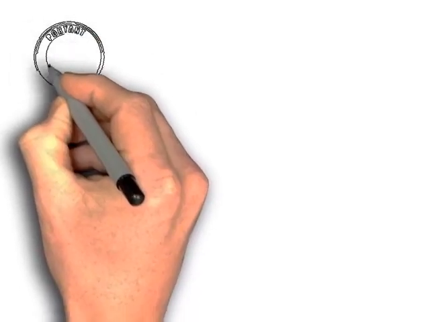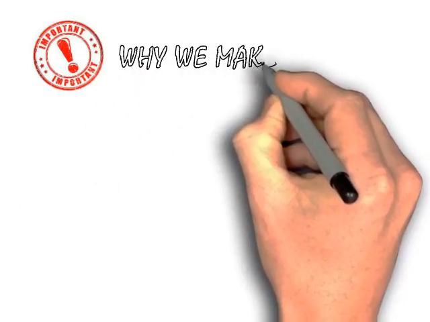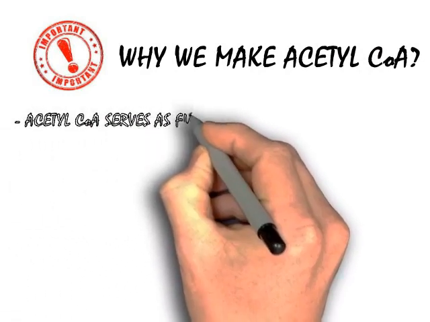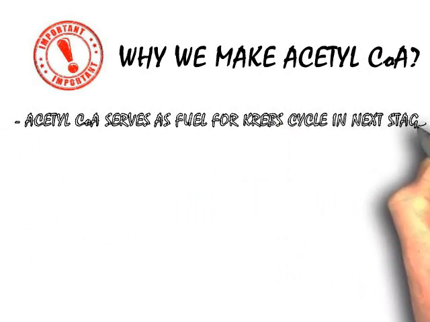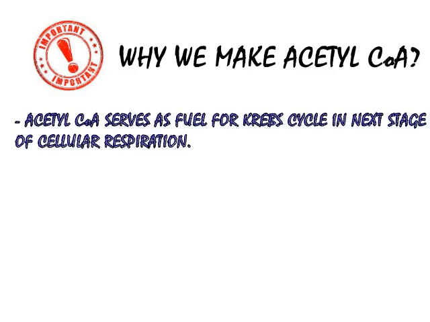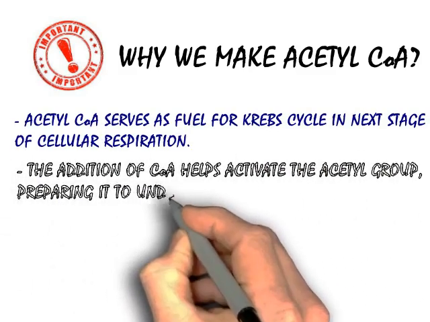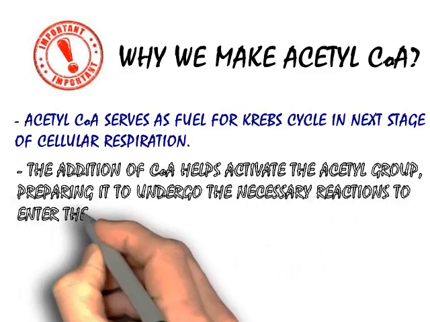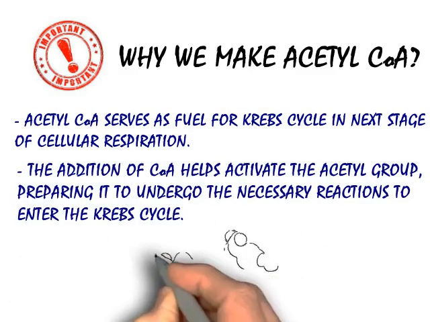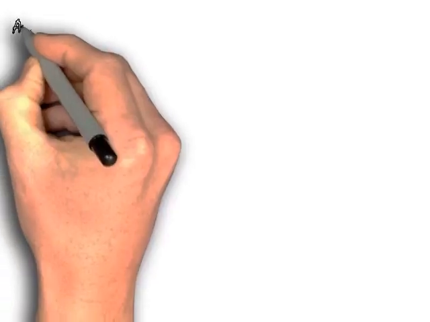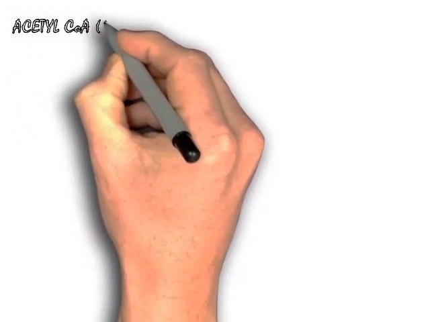Now this is also a very important concept. The question arises: why do we make acetyl-CoA? The answer is that acetyl-CoA serves as a fuel for the Krebs cycle in the next stage of cellular respiration. And the addition of CoA helps activate the acetyl group, preparing it to undergo the necessary reactions that take place in the Krebs cycle. Now let's move on to the different steps involved in the Krebs cycle.